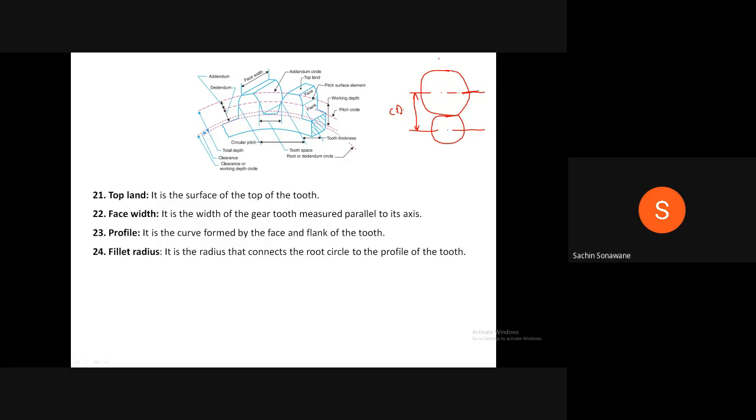Therefore, center distance between the two involute gears can be changed. Means you can pull this gear outward. You can pull this pinion outward. You can change the center distance in case of involute gear. But in case of cycloidal gear, we need to maintain exact center distance between the center lines of the two gears. Therefore, these are some advantages and disadvantages of involute and cycloidal gears.